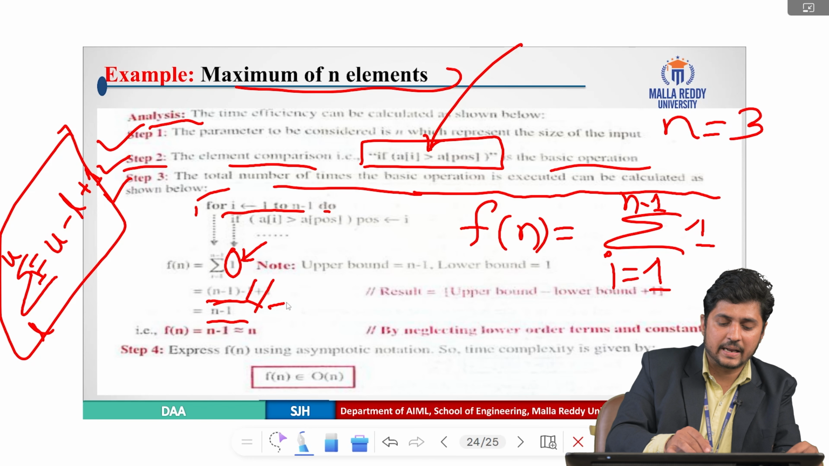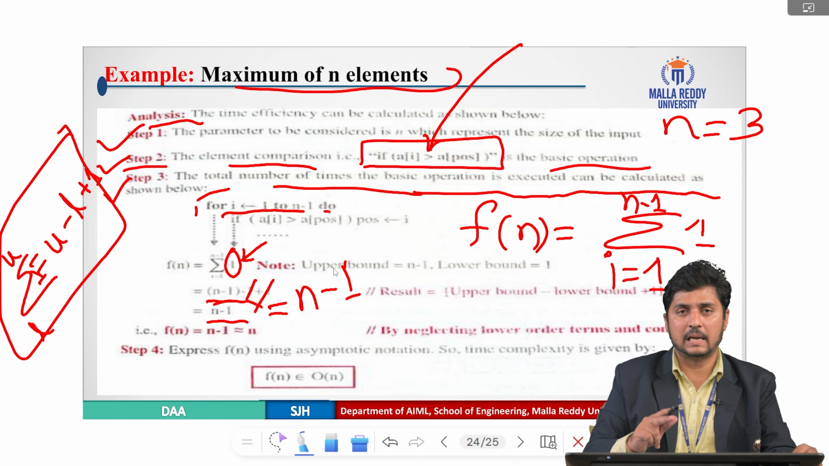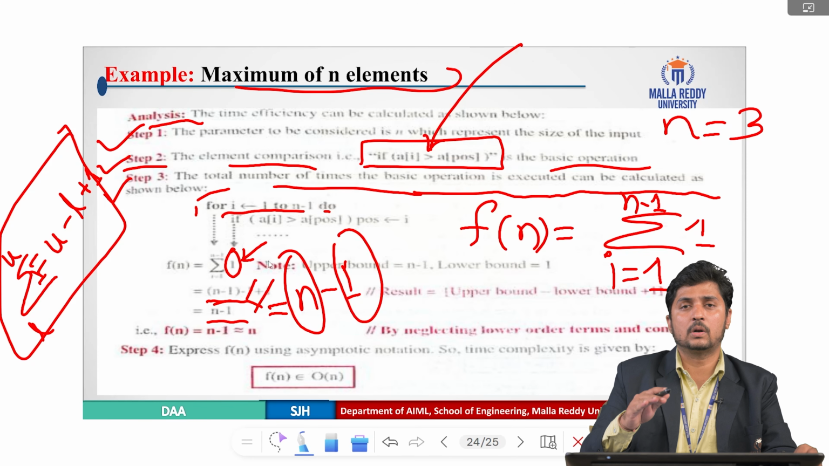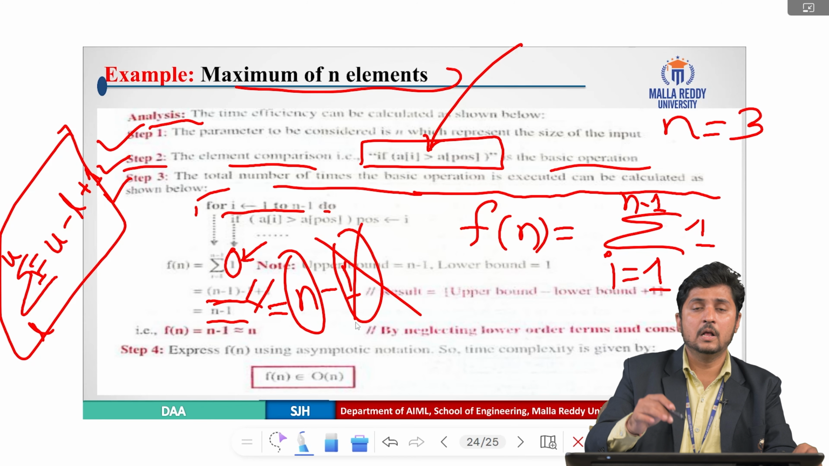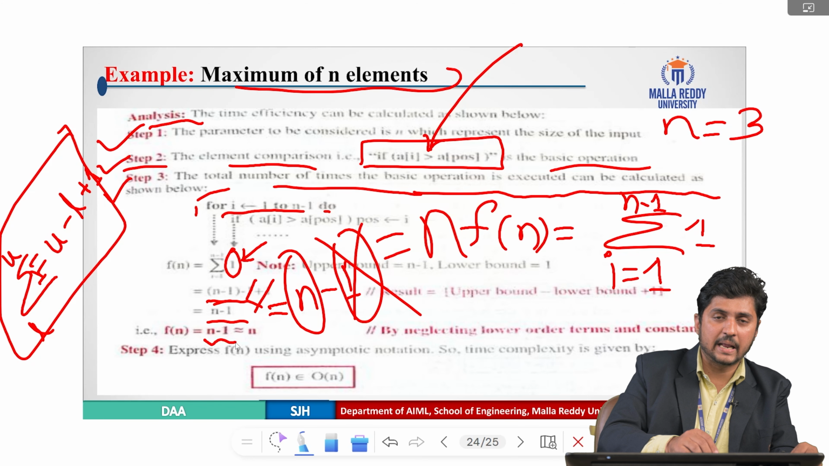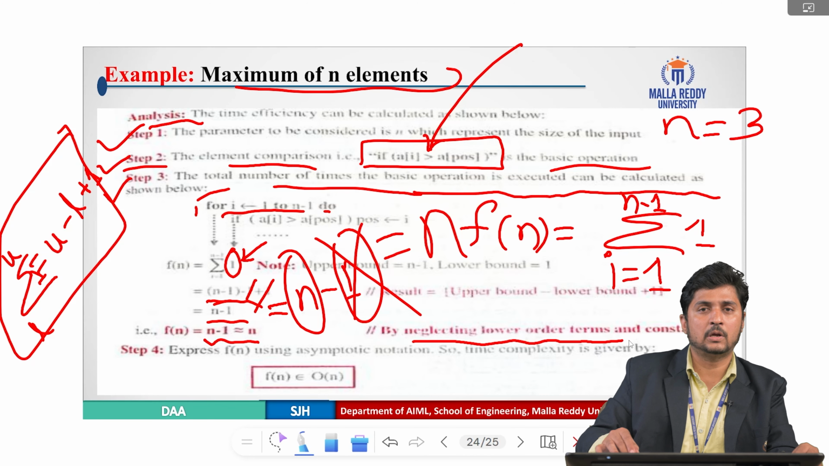N minus 1. When we remain with n minus 1, we have two different classes. This is the constant class, this is the linear class. Whichever is the lower class, we straight away discard. Once we discard, we remain with n. This is the higher class, and whatever remains, we consider. So finally we reduce n minus 1 to n. We always neglect the lower class.